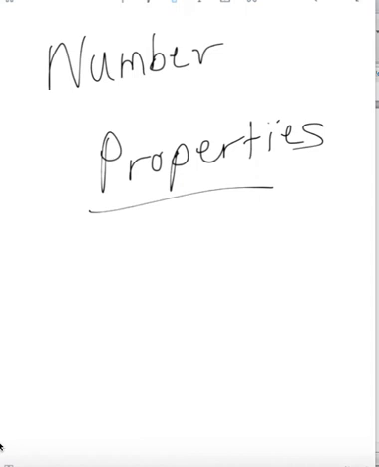Hi, this session is on number properties. So we'll be looking at things like factors and multiples. But before we start, let's just do some revision on previous things we have learned.